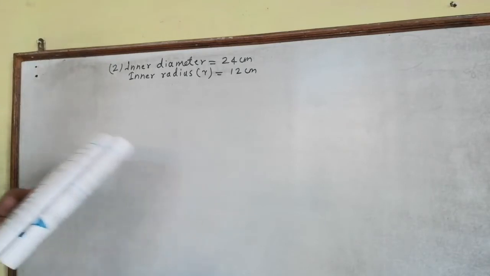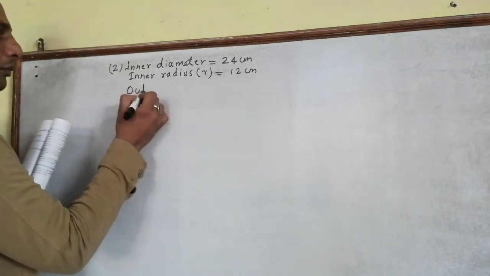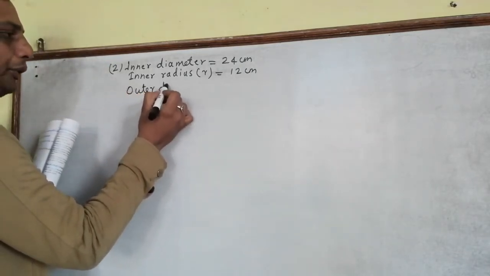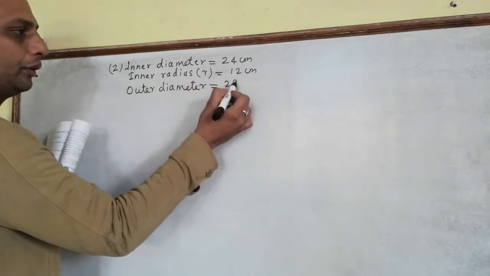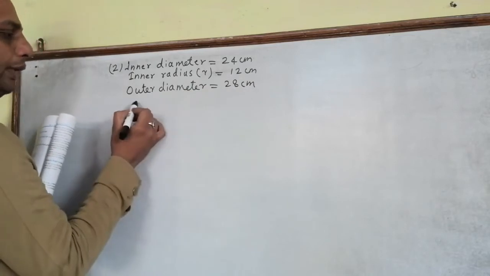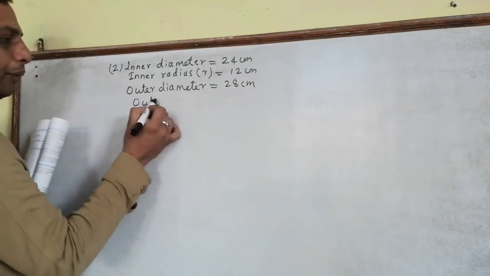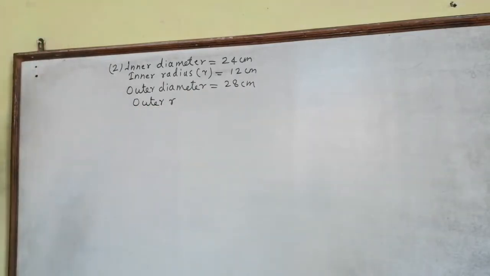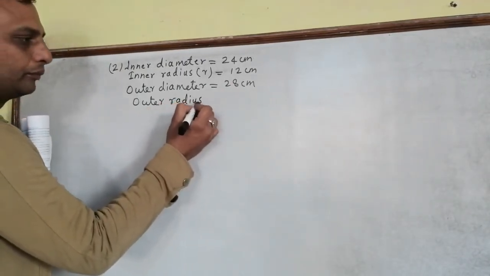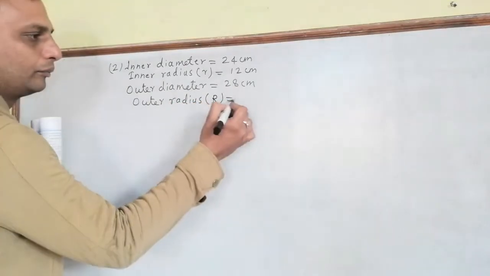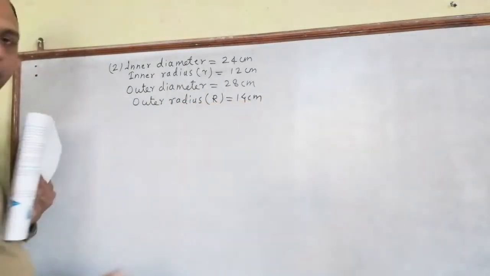Now the outer diameter is given as 28 centimeter. So if the outer diameter is 28 centimeter, the outer radius will be 14 centimeter. We will denote the outer radius with the capital R. Now these two we got.